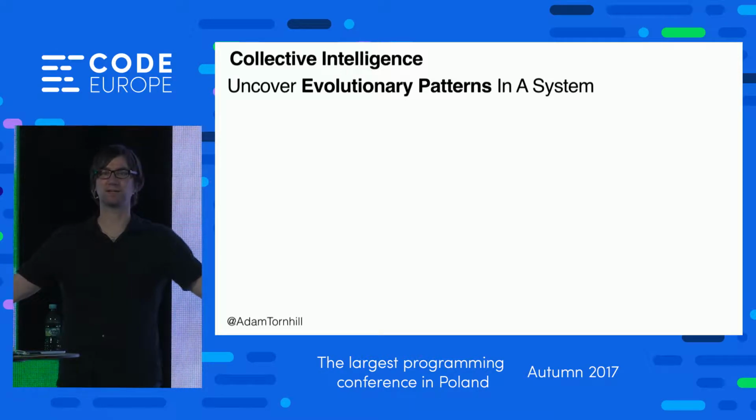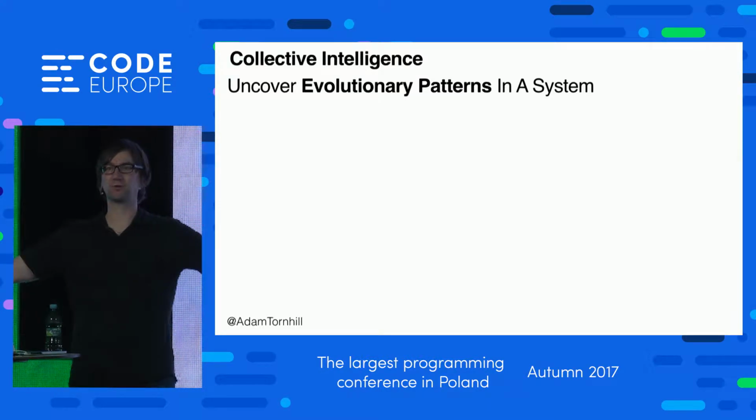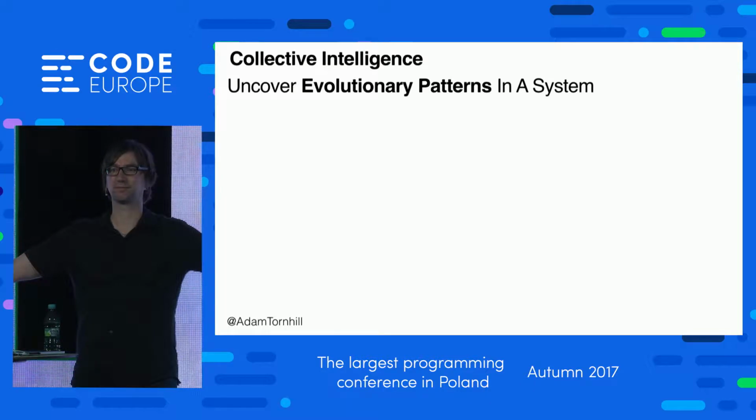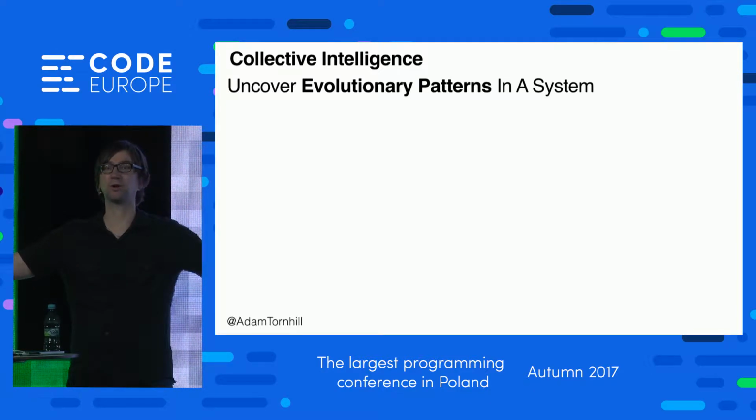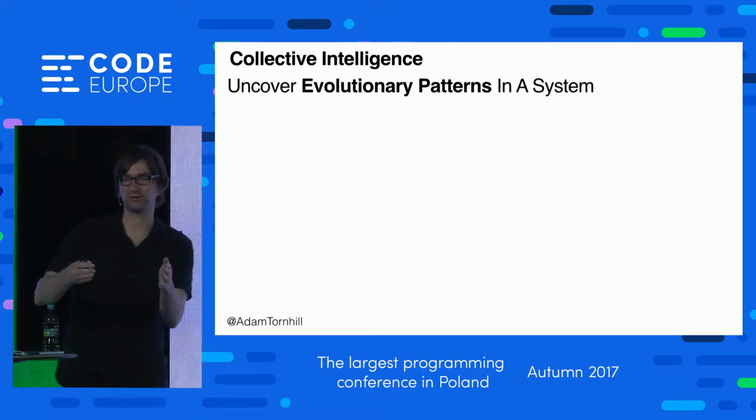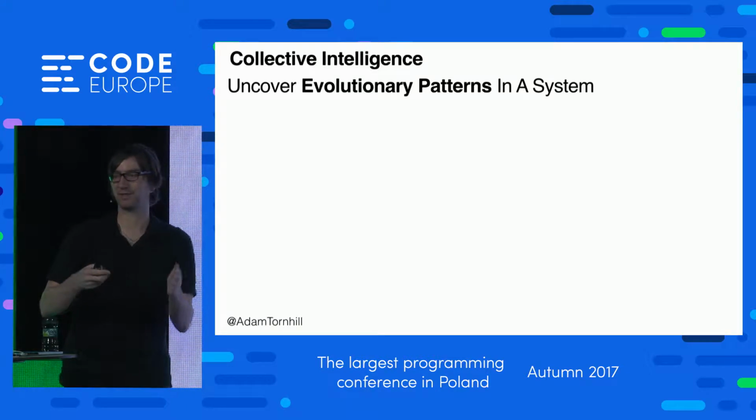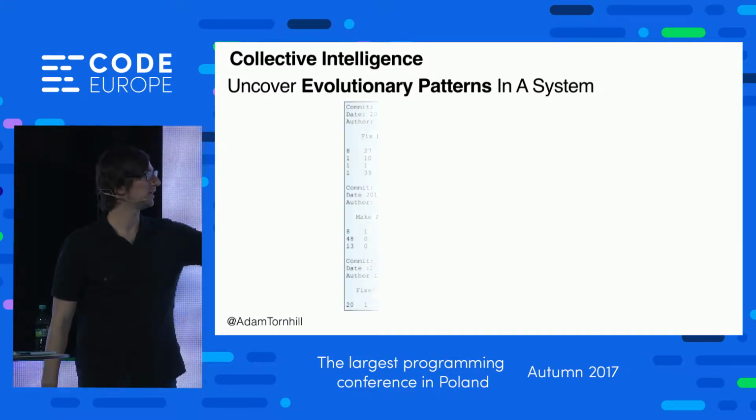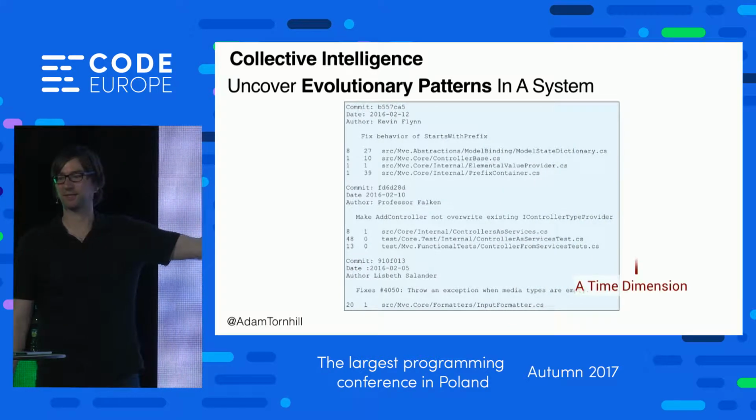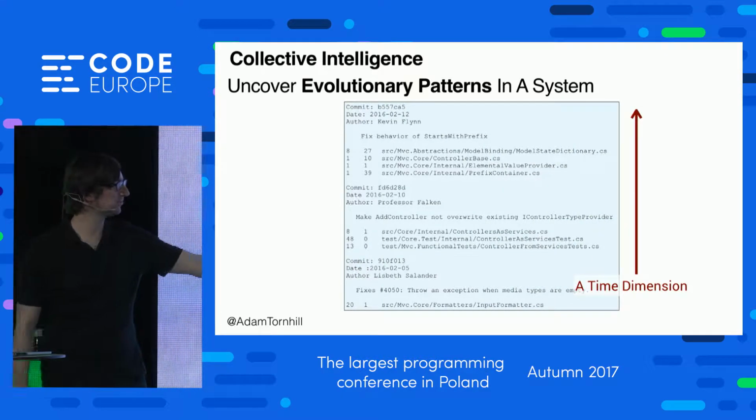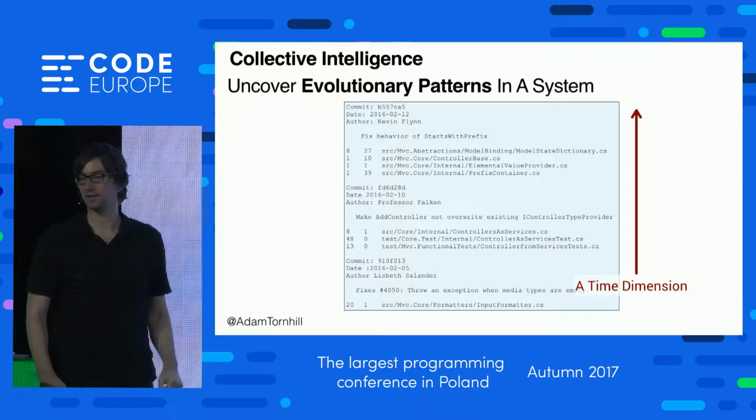So how can we get that? Where's our crystal ball? It turns out you all already have one. We're just not used to thinking about it that way. I'm talking about our version control data. And you see a really simple example from Git here.